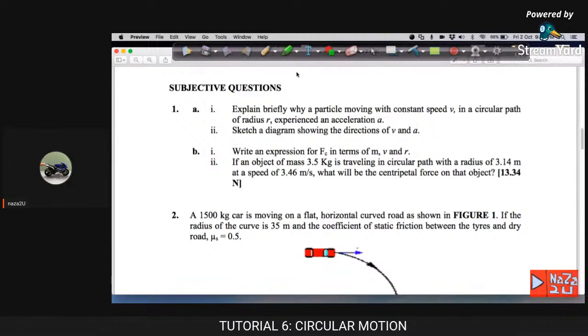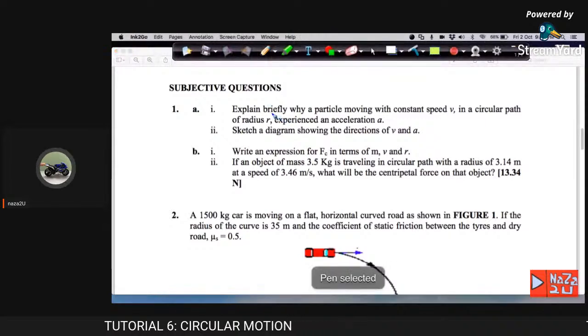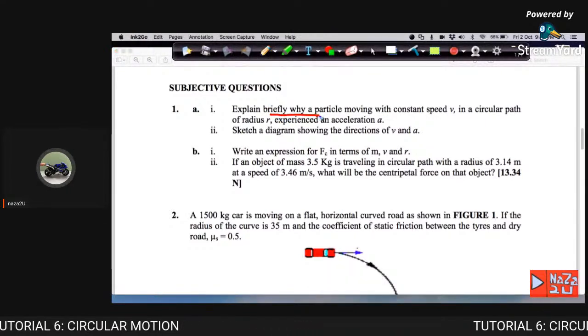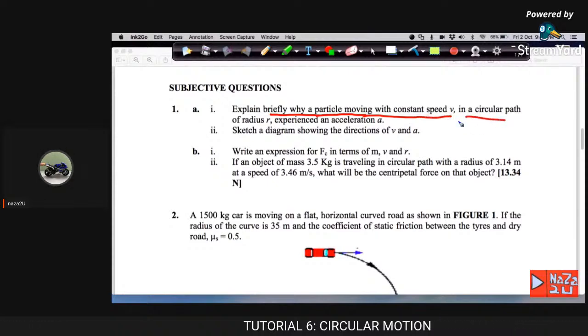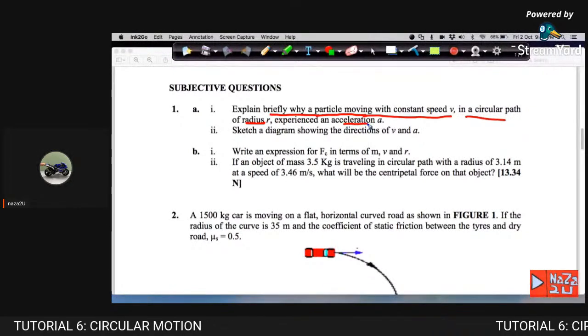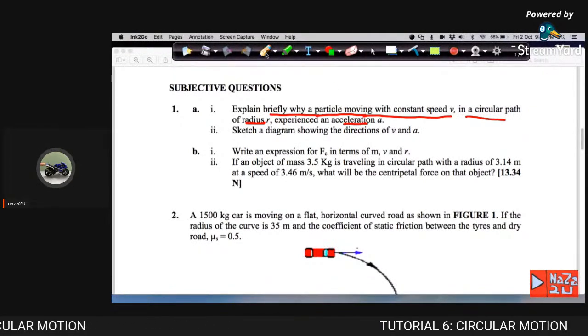Number 1A. Explain briefly why a particle moving with a constant speed v in a circular path with a radius r experiences acceleration a. Okay.